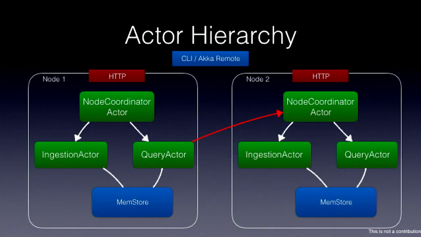Our actor hierarchy looks kind of like this. In each node, at the top, you might have, say, an HTTP server running Akka HTTP, and we would have a node coordinator which receives all the messages. The node coordinator will then forward things like, say, a query to an underlying level of actors. So there would be a query actor, and this would then parse the query, and it would look at the execution plan and say, oh, I'm supposed to carry out this child plan on this other node. So then it will just forward that request to another node, and that gets carried out. So this is how we can have dynamic query execution that we can optimize at runtime.